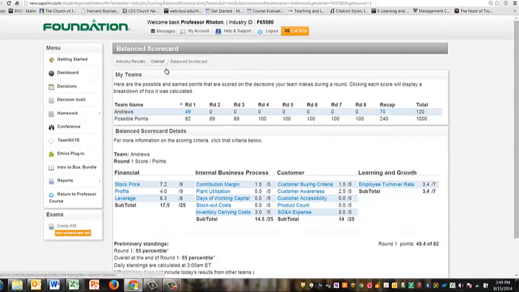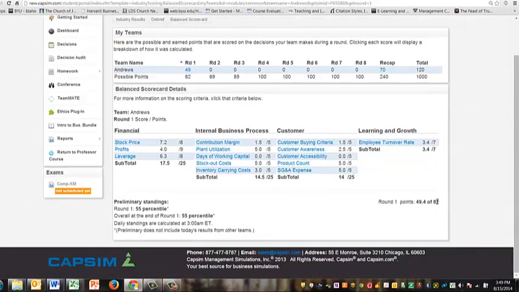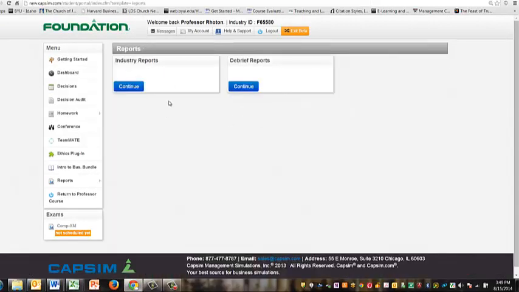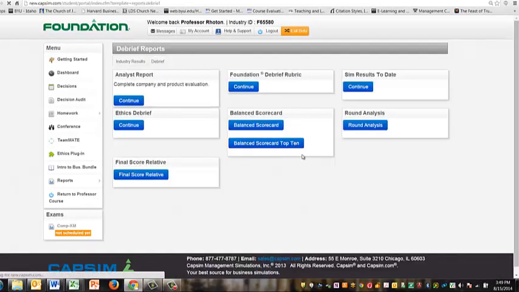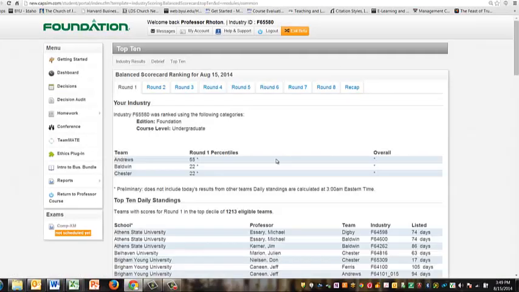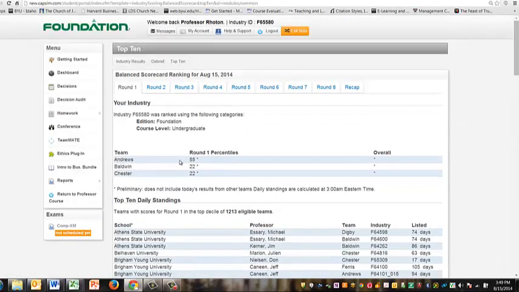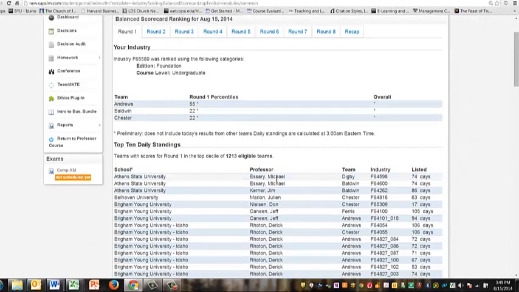Now, the industry results is based on, let's see if I can show you and go back. It's actually based on the thousands of different students that are running the CAPSIM business simulation. It also shows the balanced scorecard in the top 10. So out of the 1,213 eligible teams, you can see that Andrews was in the 55th percentile for round one.